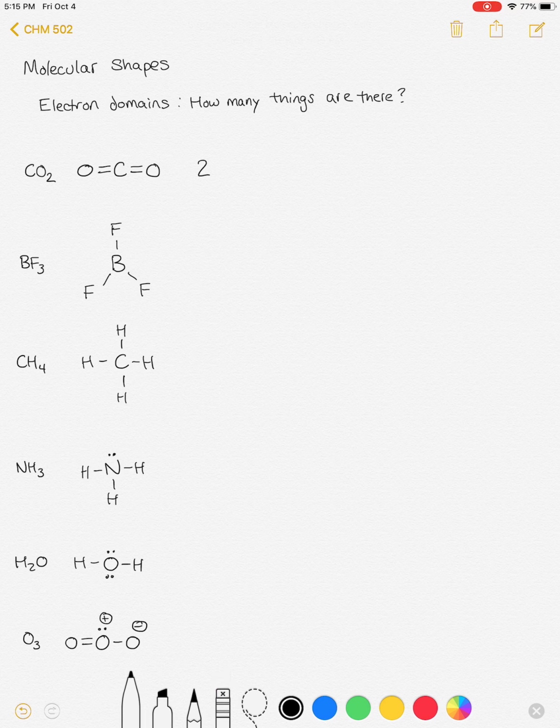And so that makes us have a linear molecule, right? The two things bonded to the central carbon are going to try to get as far away from each other as they possibly can, which is 180 degrees, and that gives a linear molecule.